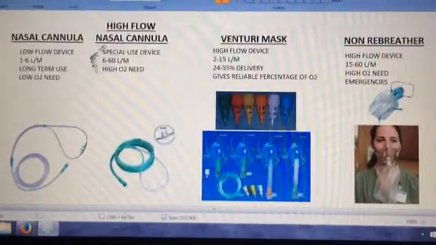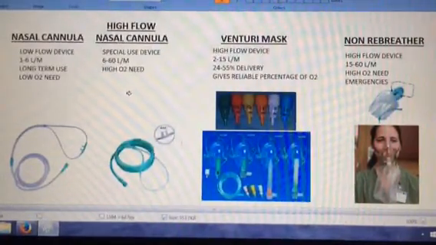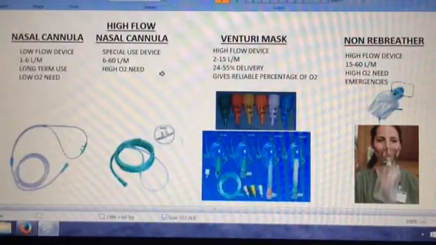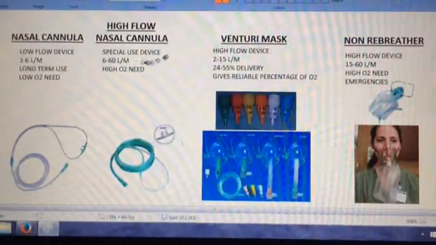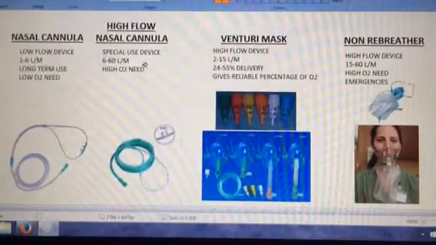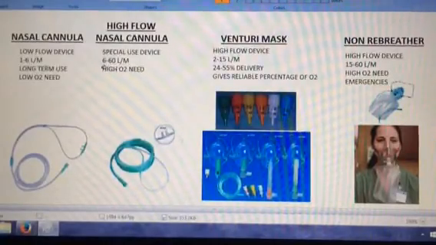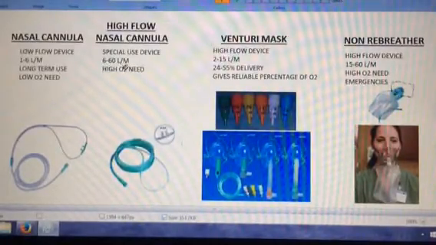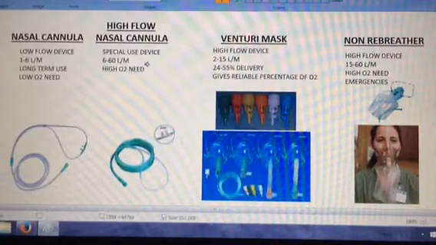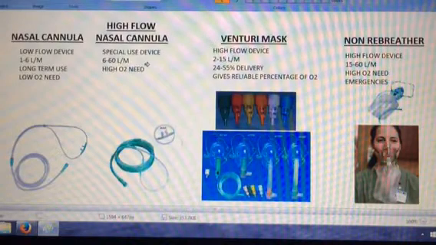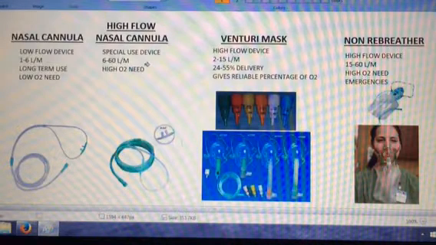A high flow nasal cannula is a relatively new device. It is for people with a high O2 demand. It's really for special use. I wouldn't use this in emergency. The flow rate is 6 liters a minute up to 60 liters a minute. This is more for a patient with a very high O2 demand that is going to be using it for a long time, or that has been using it for a long time, usually in an acute care environment, but the mask is uncomfortable. It's a pain to use if you're trying to eat.